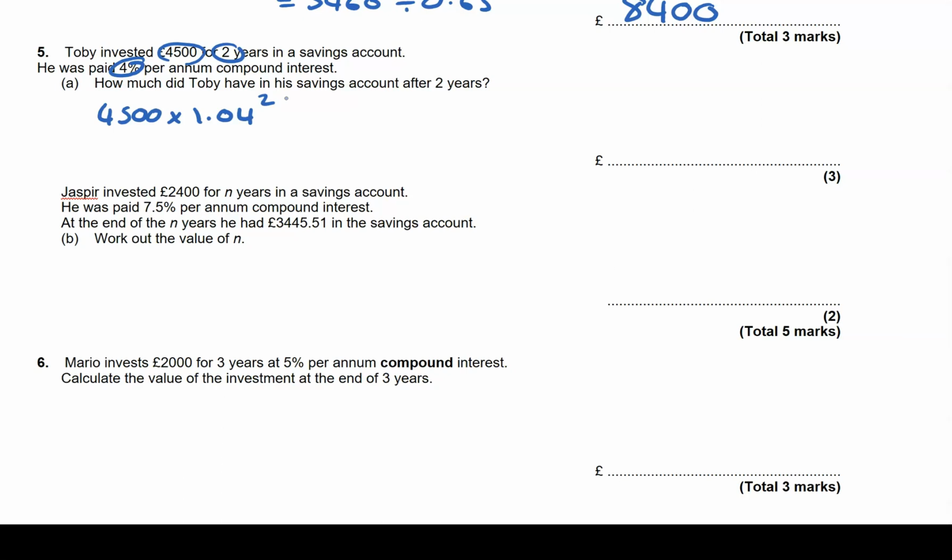1 squared is 487. No, it's not. I missed a 0. 4500 times 1.05 squared. Yes, that's better. 4867.2. But if you leave it like that, you will lose a mark. It has to be in pounds and pence, so it must be 20.